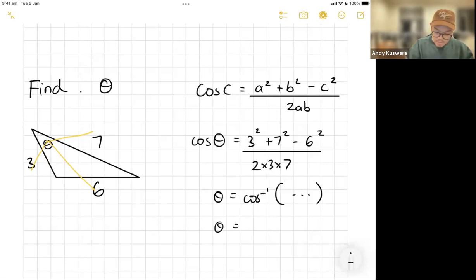And that's going to give me something like, generally we like degrees and minutes. So it's going to be 58 degrees, and then it'll round up to 25 minutes. Okay, and that would be your answer.